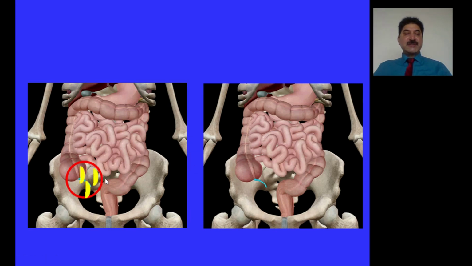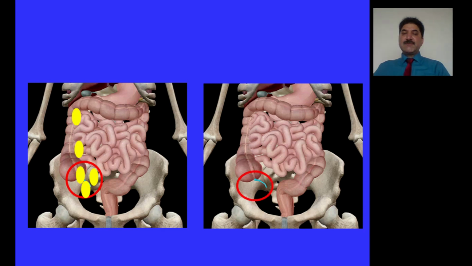What happens in appendicitis? It may rupture and fecal matter or pus enters into the peritoneal cavity. This pus can spread to the whole peritoneal cavity, leading to generalized peritonitis. In case of rupture of appendix, it is said that greater omentum has a role in localizing peritoneal infections.